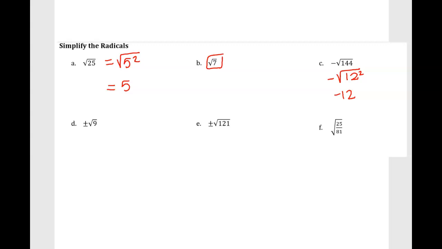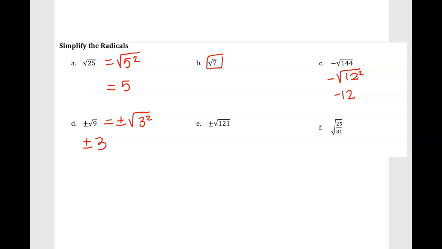9 is a perfect square. 9 becomes plus or minus 3. You don't need to show me the steps where you write 9 as the perfect square, 3 squared. If it helps you, great, then you can do it. But if you know the square root of 9 is 3, you do not need to show me this. Does that make sense? If you can go from here to there, great. If you need this middle step, that's fine too.